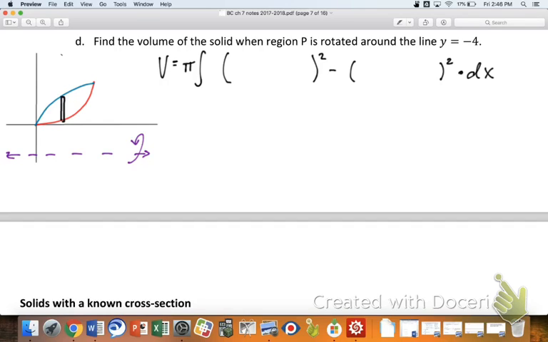When you've got a vertical axis of rotation, we accumulate not from bottom to top, but side to side, left to right. So I'm going to be accumulating from the left side, which is here, to the right side, which is there. From where to where numerically? 0 to 1. 0 to 1 on the x.